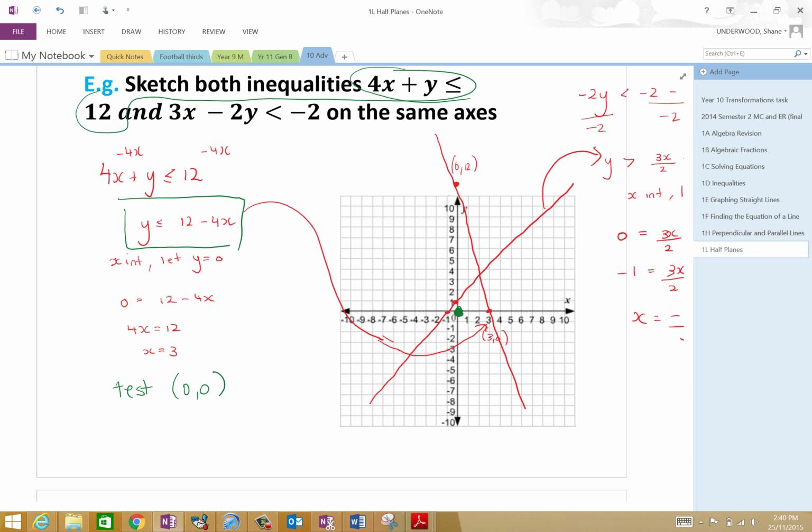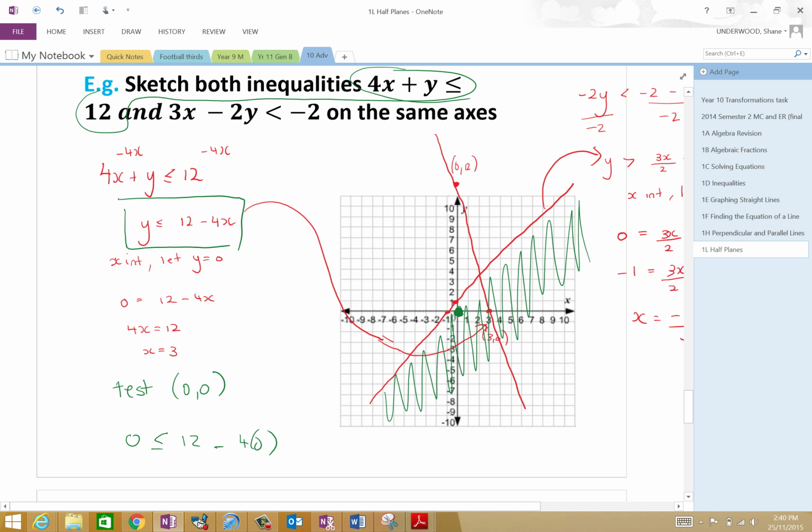Let's do that test. Let's substitute. Is 0 less than or equal to 12 minus 4 times 0, which is 0? Is 0 less than or equal to 12? Yes, it is, which means that we are looking at this region here, aren't we? And it is a solid line because it is less than or equal to.